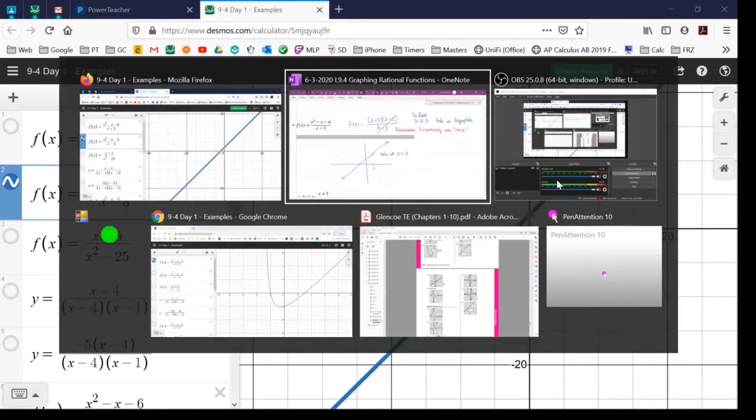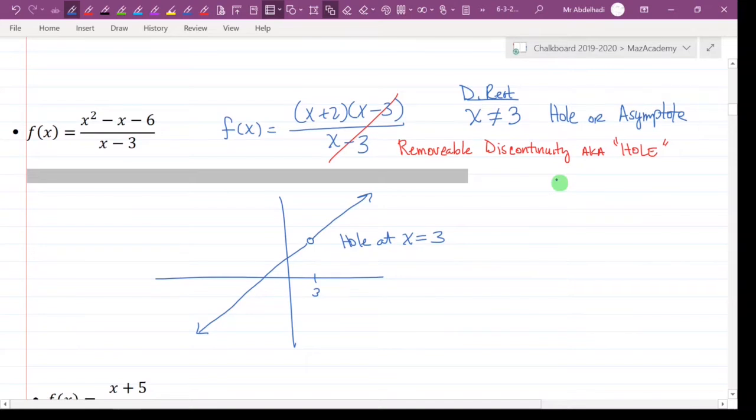These are called discontinuities. So what we're really doing here is we're trying to figure out what kind of discontinuity is happening here. Is it a hole or is it an asymptote? Hole versus asymptote, coming to a theater near you. Okay, so in this case, it's a hole. How do we know? Simple. After we factored, we were able to cancel out the discontinuity. So it's a removable discontinuity, and a removable discontinuity is also known as a hole.